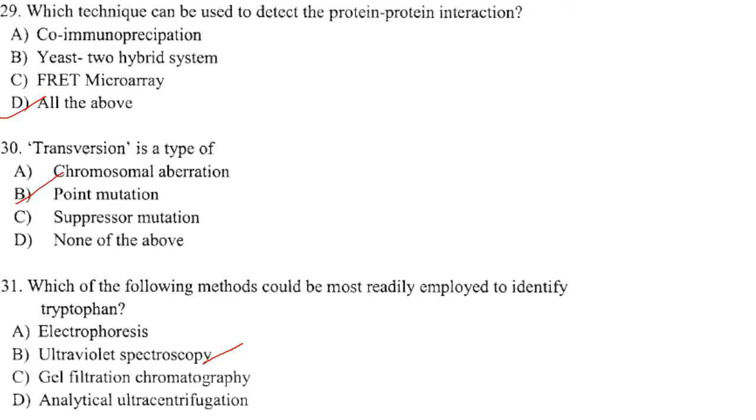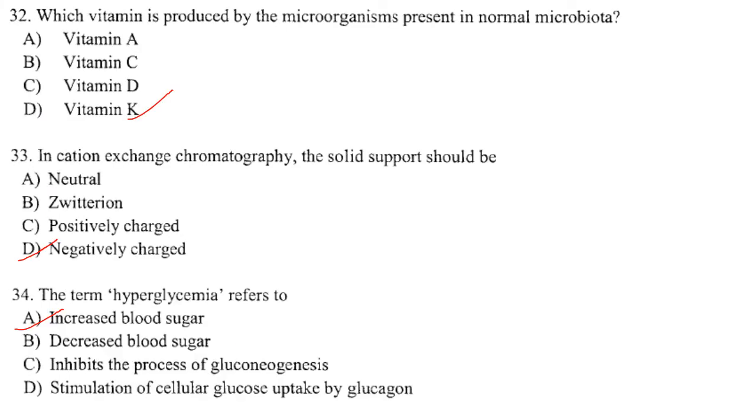Which of the following methods could be most readily employed to identify tryptophan? So ultraviolet spectroscopy can be used because the amino acids tyrosine and tryptophan have very specific absorption at 280 nanometers, allowing direct measurement of the protein concentration. Then next one. Which vitamin is produced by the microorganism present in normal microbiota? So it is vitamin K that is produced. So it is vitamin K2, a component of vitamin K synthesized by bacteria present in the intestine.